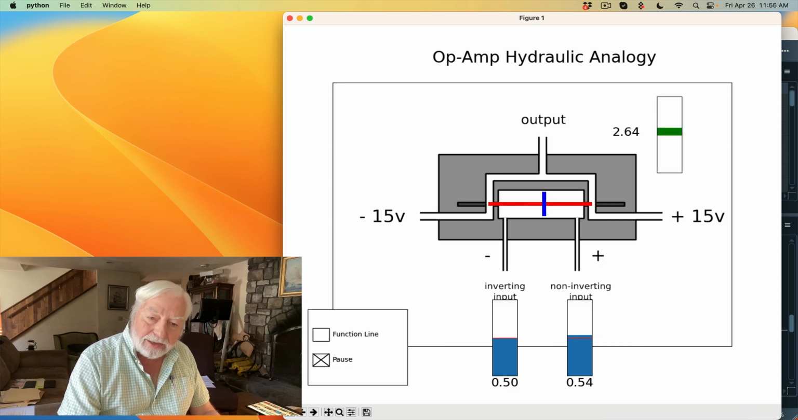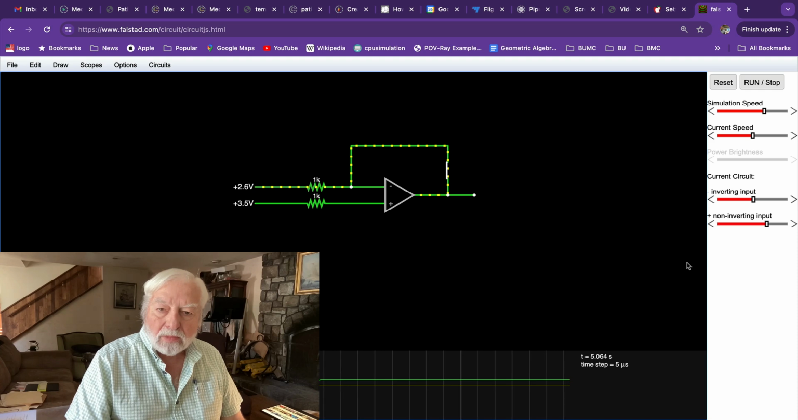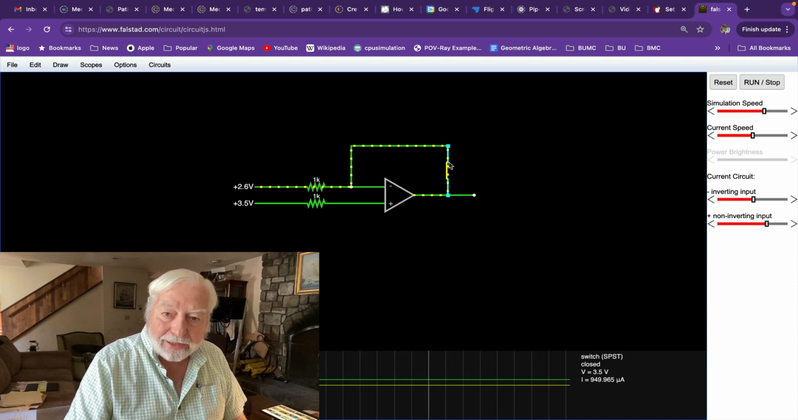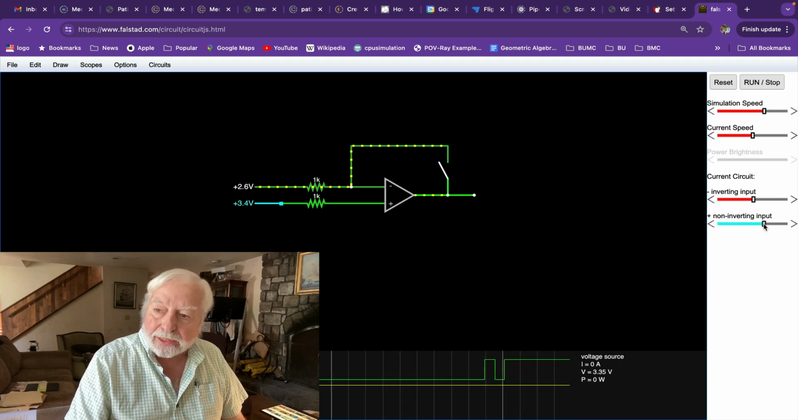Now, if I turn on this function line, you can see that although there's a bang-bang comparator performance beyond this limit, right in the middle there's a little linear range where the output is proportional to this input. So back to Falstad, I've added a switch here into this feedback loop, and when the switch is open, then we get the bang-bang comparator type behavior as we expect.